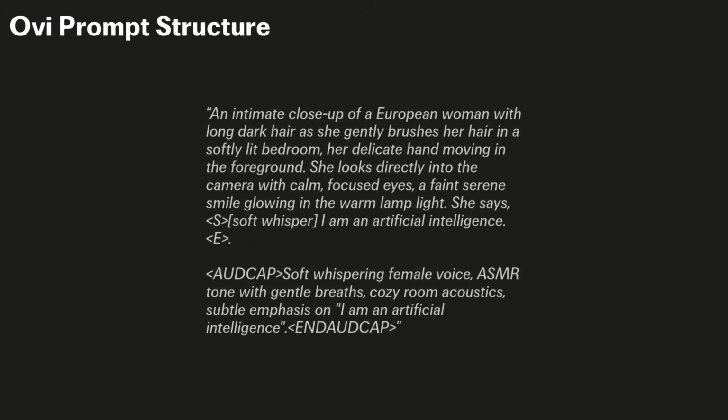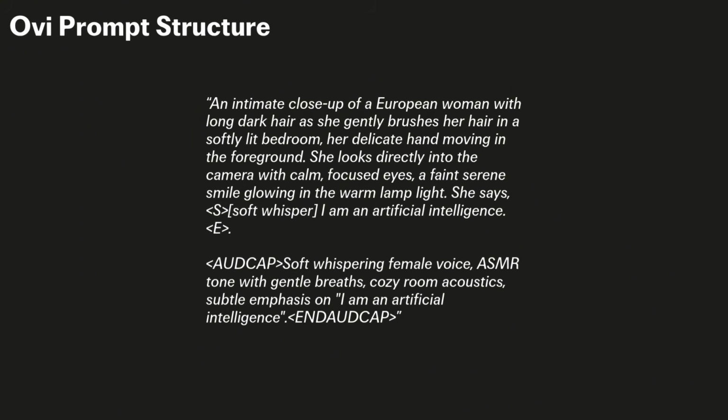Now, in those two examples that we just saw, you might have noticed that OV has a prompt structure that we haven't really seen before. So let's go through the prompt of the image to video example we showed. To explain what these tags are, the S marks the start of dialogue, while the E marks the end of that dialogue. So in this example, the dialogue is I am an artificial intelligence, and you can also describe things in brackets like soft whisper. So this is where the explicit dialogue will go.